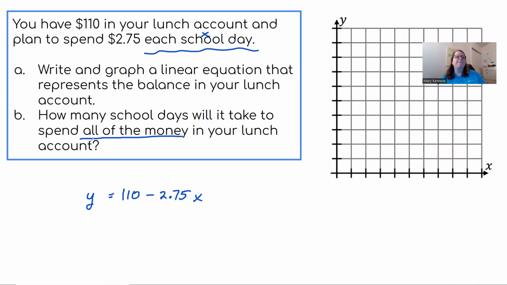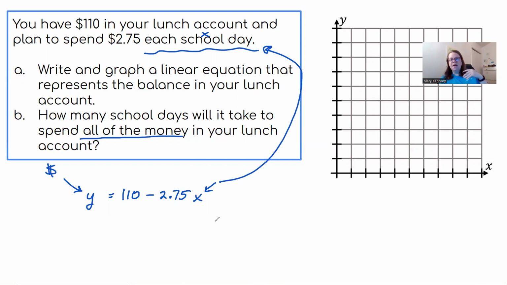So anyway, okay. So we wrote a linear equation. It's linear. The X value has a degree of 1. It's an understood 1 exponent there. And that represents the balance. So the Y is the dollars in our school balance, school account, and the X is the school days, the number of days that we have used it.